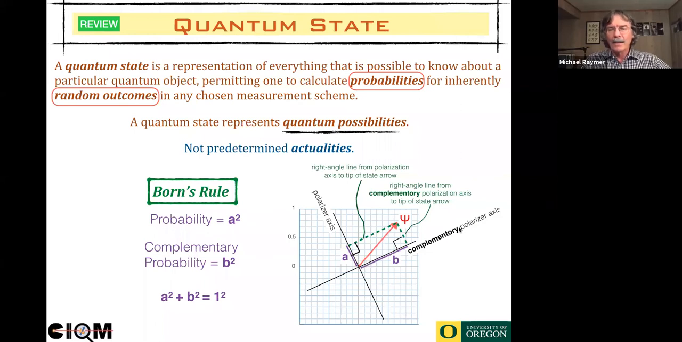The other axis is called the complementary axis. And B squared would be the probability for that axis to be observed, or the photon to be transmitted on that axis in that corresponding beam. And of course, these probabilities add up to 1.